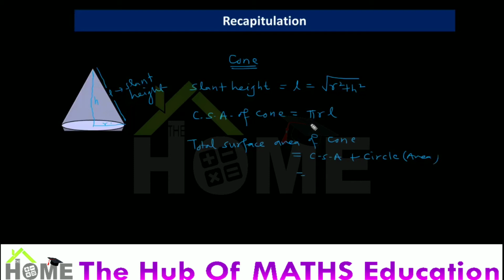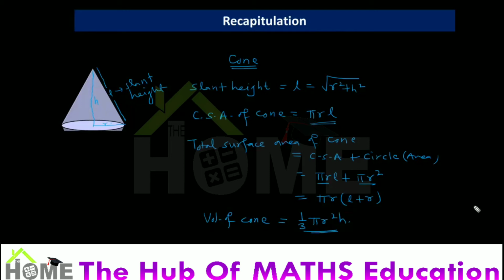So curved surface area is given by pi r L plus area of circle, which is equal to pi r square. So pi r will be the common factor: pi r into bracket L plus r, and therefore the total surface area of a cone is given by pi r into bracket L plus r. Now the volume of a cone is given by 1/3 pi r square h.